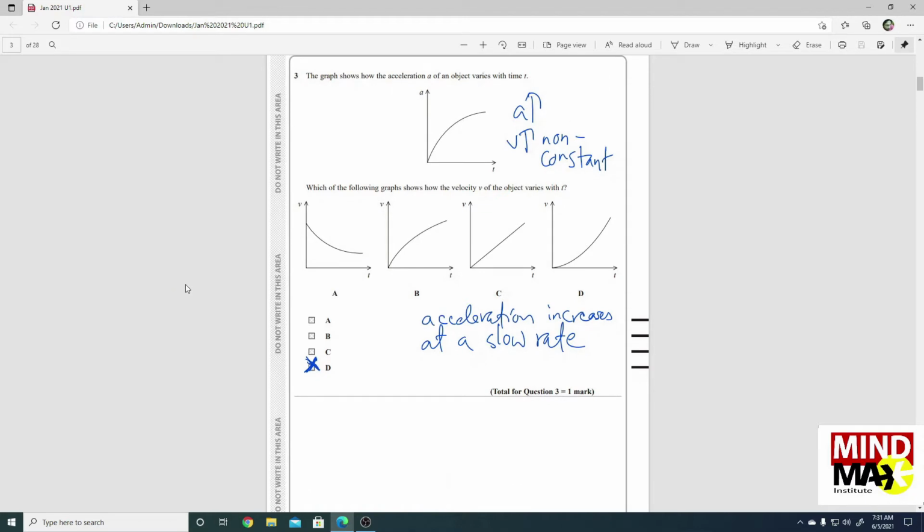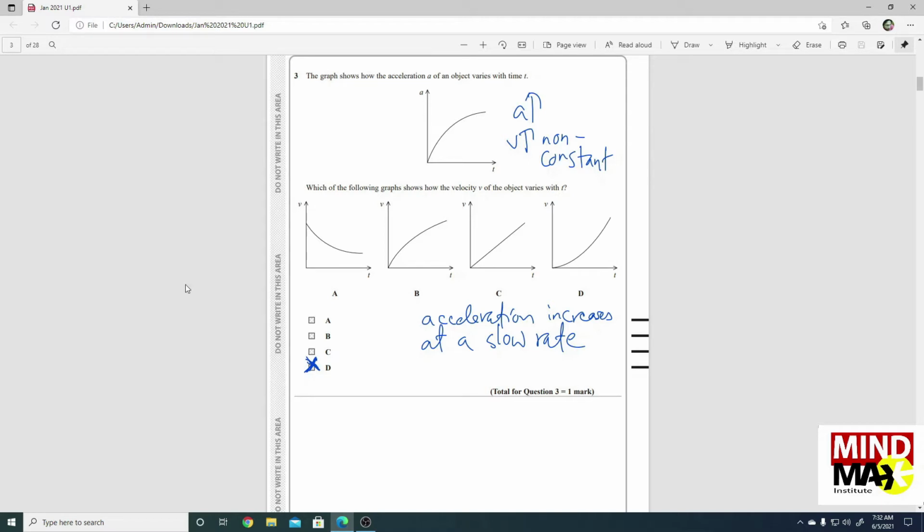Here you're seeing an acceleration time graph, and it's showing that the acceleration is increasing. So if acceleration is increasing, we have to use the velocity time graphs to see in which of these graphs the acceleration is actually increasing. In A and B, because the gradient of a velocity time graph gives us acceleration, we can see that the gradients are decreasing. That means in both A and B, it's actually deceleration.